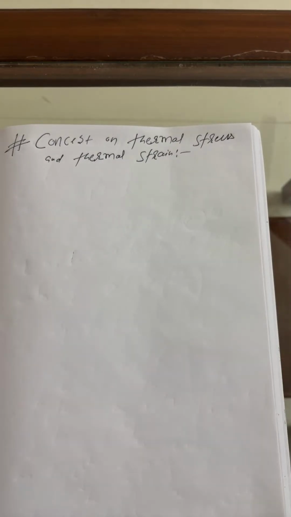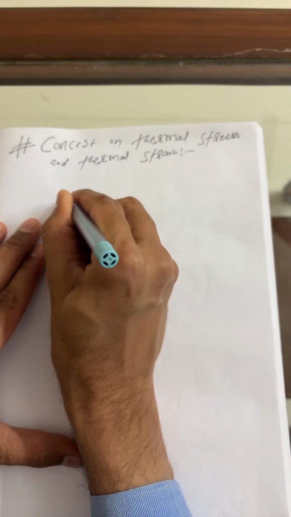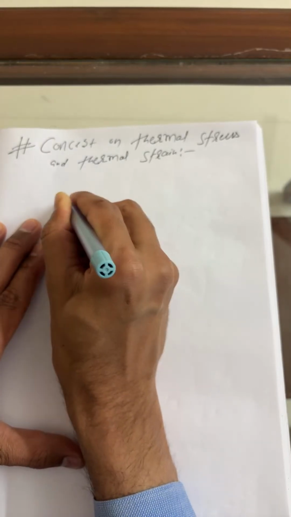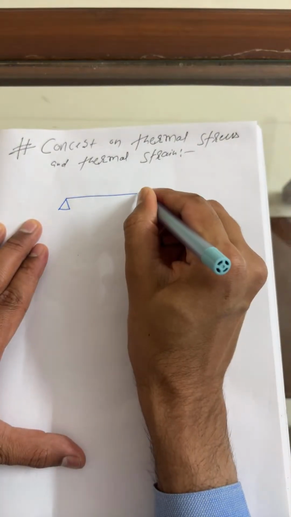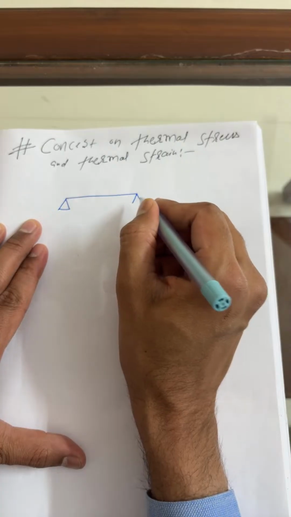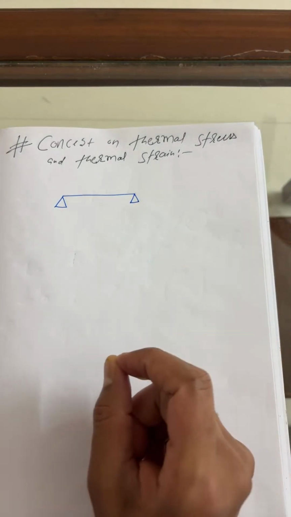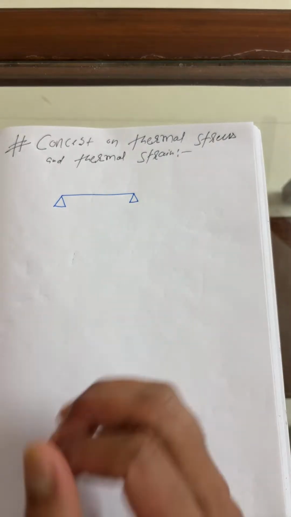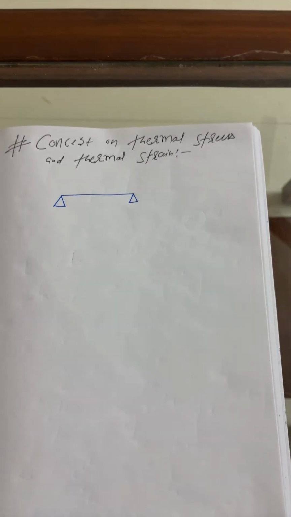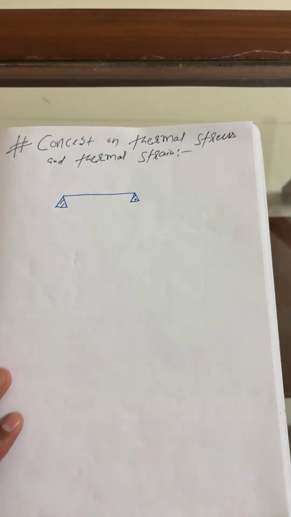So, concept on thermal stress and thermal strain, right? How can we understand this? Let us suppose there are two fixed supports. You can take any metallic rod. This is the fixed support. Everything I'm teaching here is mentioned in your textbook, right? But in your micro schedule, they didn't mention it here.